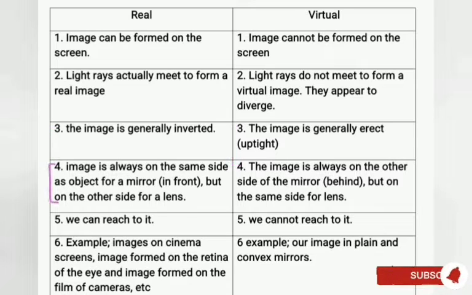4. A real image is always on the same side as the object for a mirror. That is, the real image is always in front of the mirror, but on the other side for a lens. For a virtual image, the image is always on the other side of the mirror, that is behind the mirror, but on the same side for a lens.